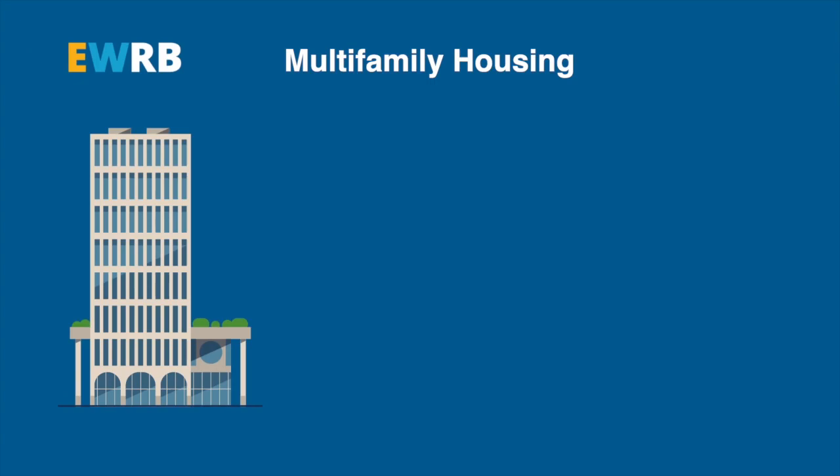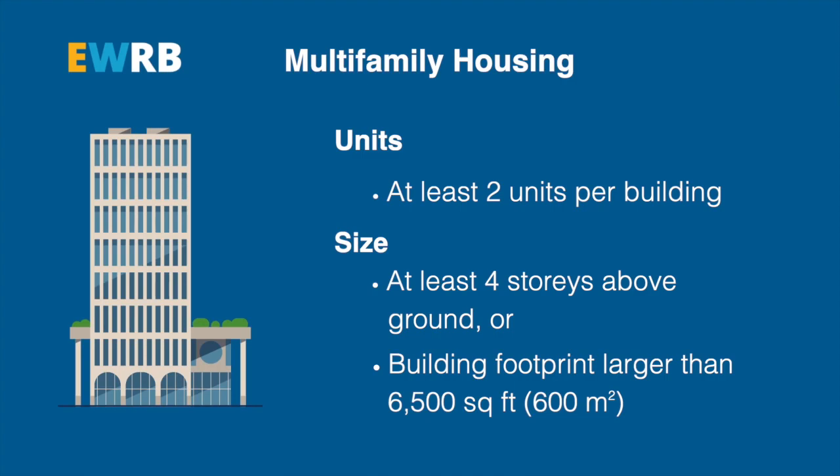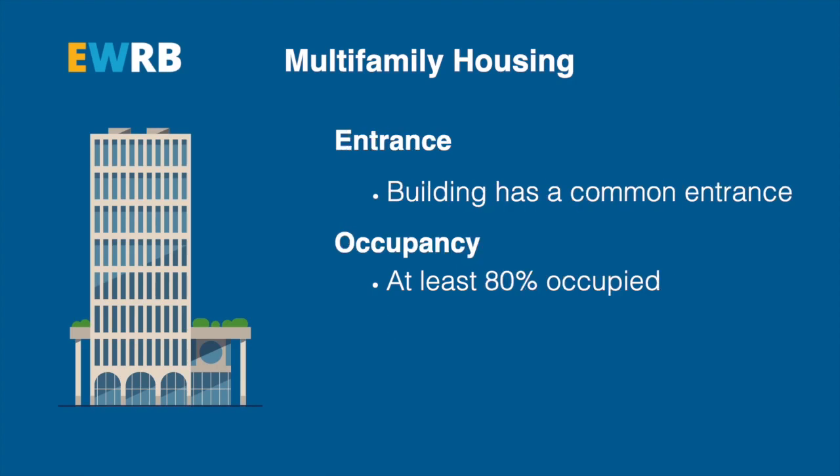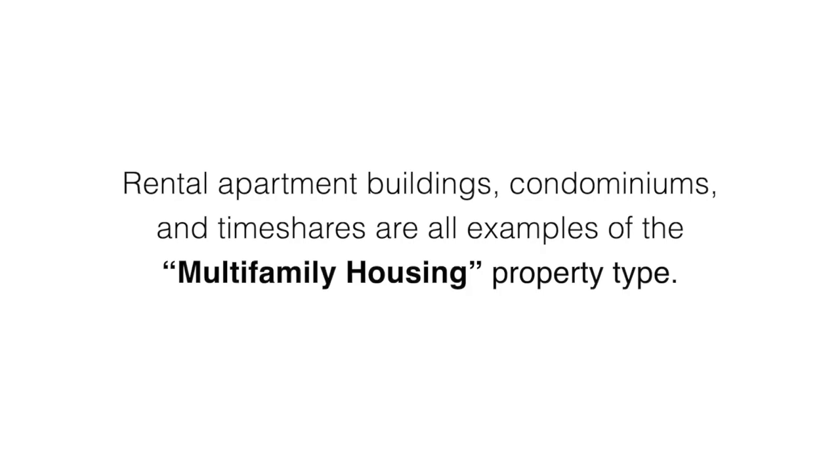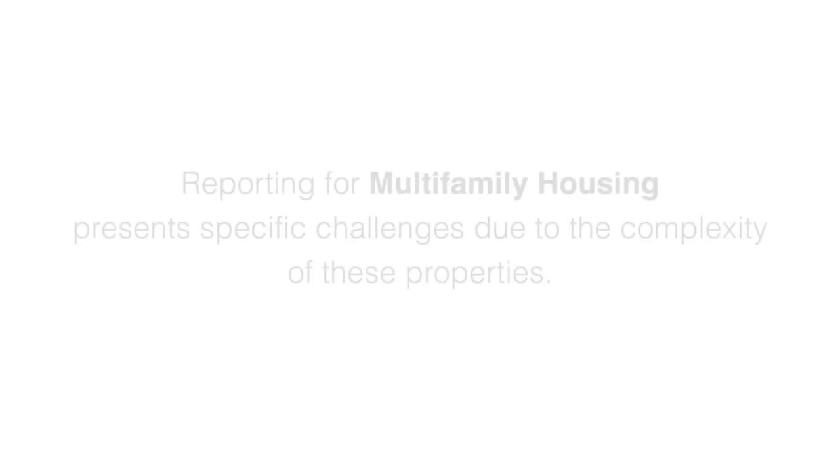If your property meets the following criteria, select the multifamily housing property type when creating your property profile in Portfolio Manager. There are 2 or more residential units per building, and the property is 4 or more stories above ground, or it has a footprint larger than 6,500 square feet, or 600 meters squared. The building has a common entrance and is at least 80% occupied. Rental apartment buildings, condominiums, and timeshares are all examples of the multifamily housing property type.